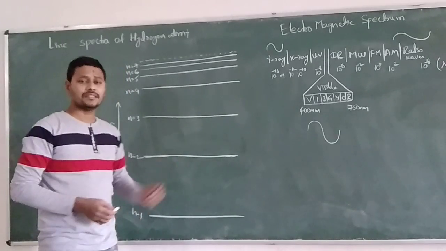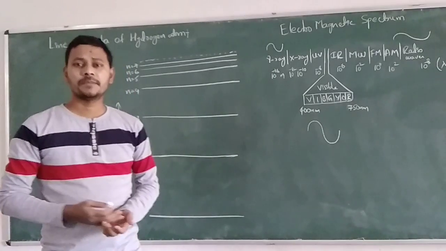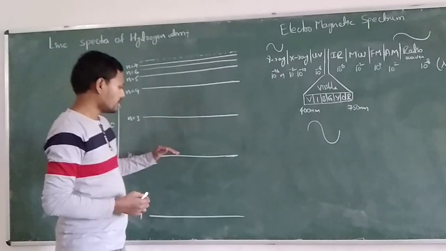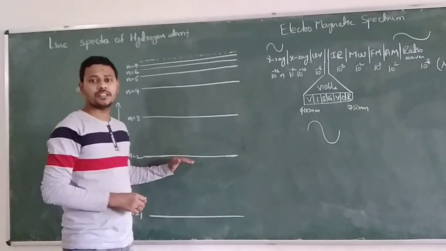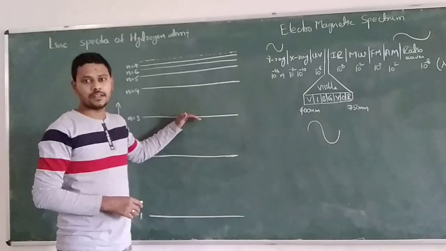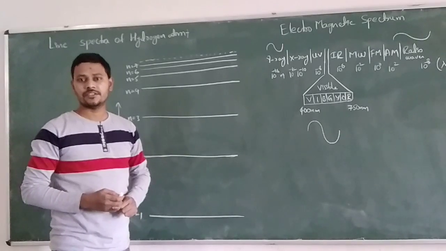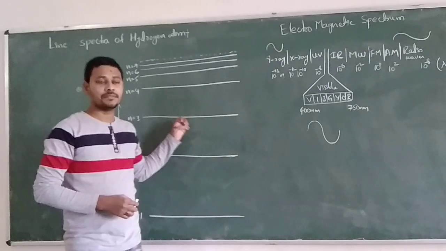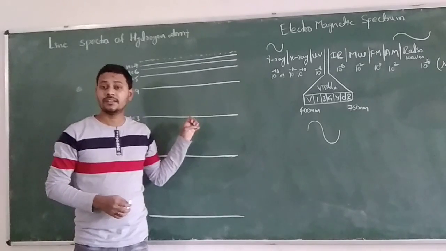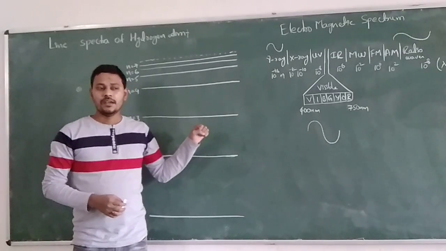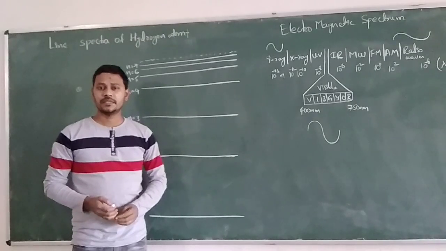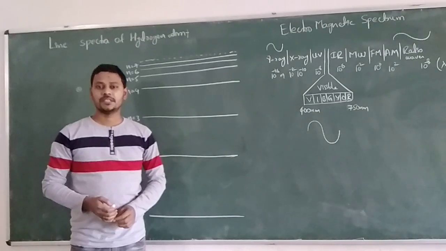And one more classification is also there: emission spectra and absorption spectra. When the electron jumps from a lower energy level to a higher energy level, it absorbs some amount of energy in the form of radiation. When we record that absorbed energy on a detector, we will get a spectrum. That spectrum is called absorption spectrum.